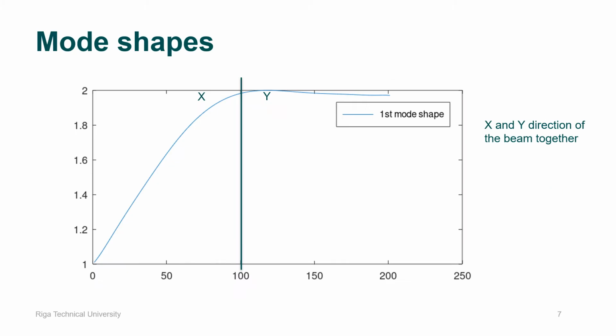Approximated two-dimensional mode shapes are formed into a single vector. Here is the first mode shape, which is the first bending shape. Mode shapes are also normalized to the values from 1 to 2.